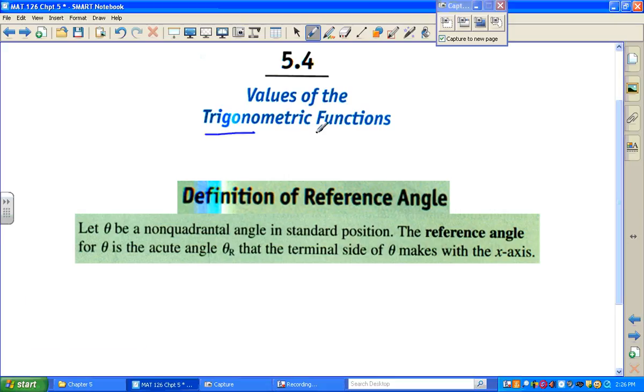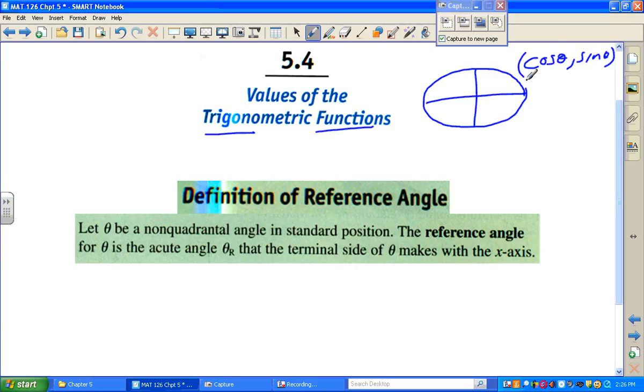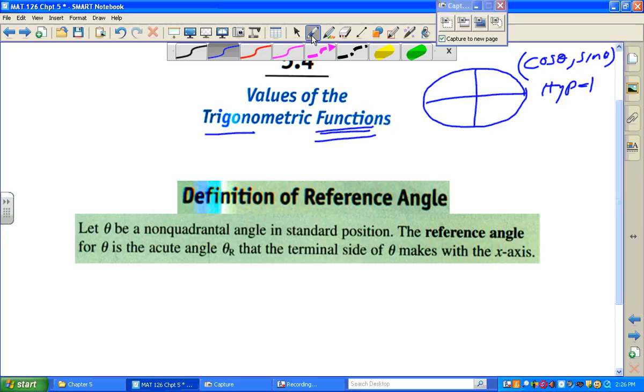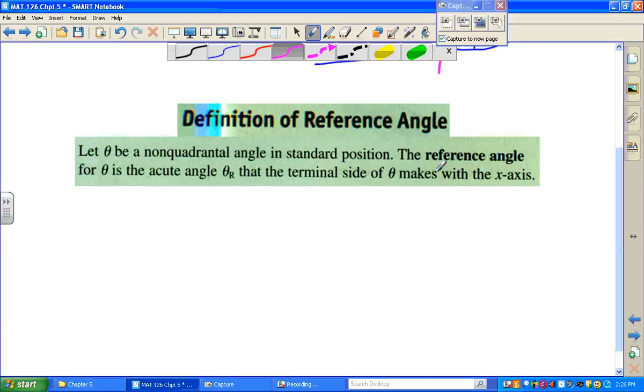Values of trig functions. On the unit circle, we have sine and cosine as the x and the y. Sine of theta: x and y. On the unit circle, the hypotenuse is equal to 1. All right? However, the unit circle is not a function. It doesn't pass the vertical line test. We talked about theta in radians, and we talked about how to graph things out as a function.